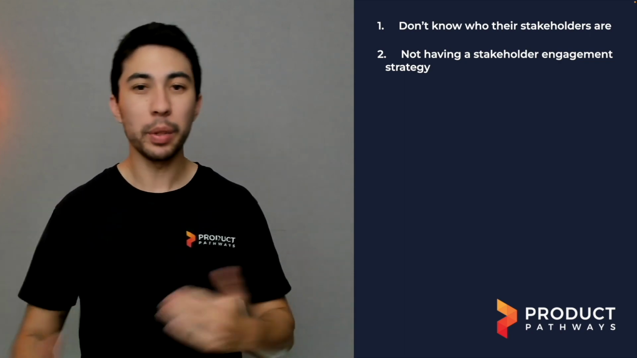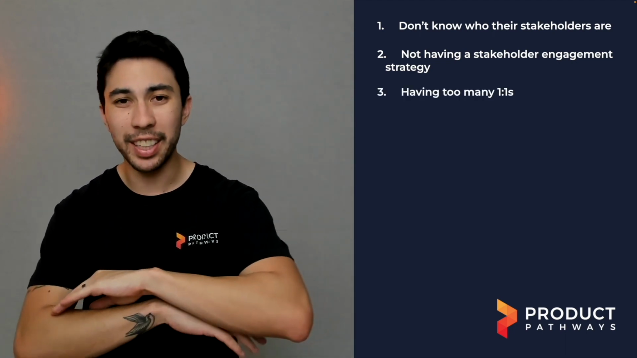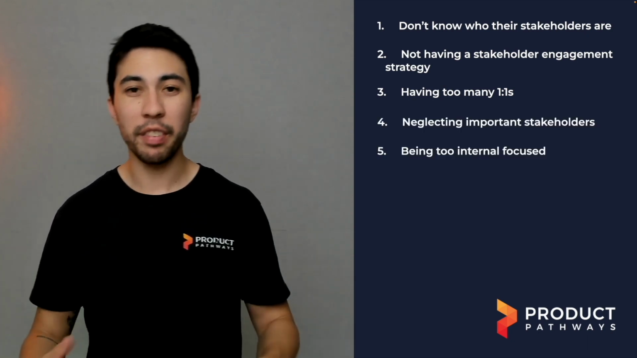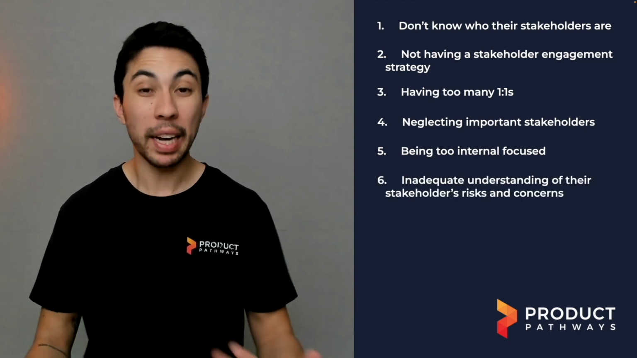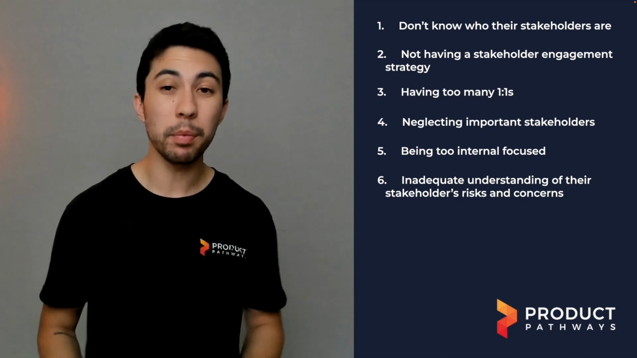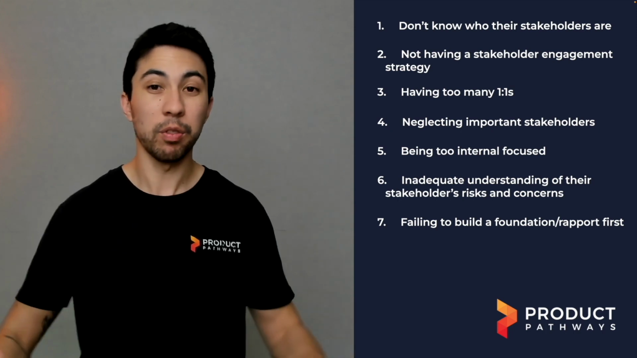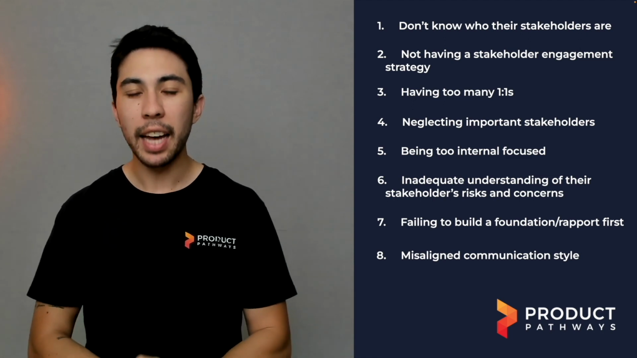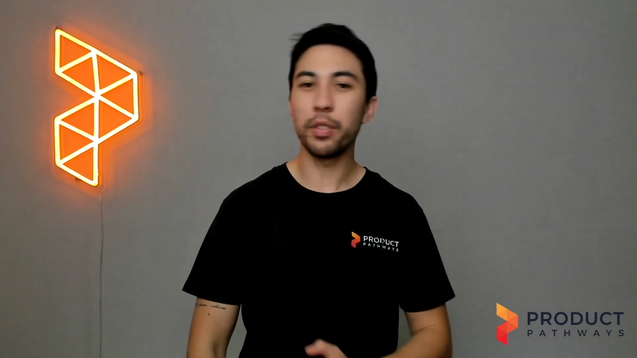not knowing how to engage that or not being deliberate about how we engage our stakeholders, having too many one-on-ones or just having their calendar full of stakeholder meetings, neglecting those important stakeholders, being too internally focused and forgetting some external stakeholders, having an inadequate understanding and management of our stakeholders' concerns and risks, what keeps them up at night, failing to build that right foundation for trust and rapport to happen and to flourish from, misalignment in communication style, not adapting our style to theirs, and ultimately failing to bring stakeholders in early in the process and frequently. We're going to talk about tackling all of those things in the later chapters.